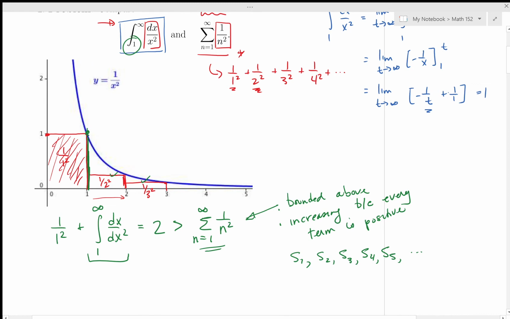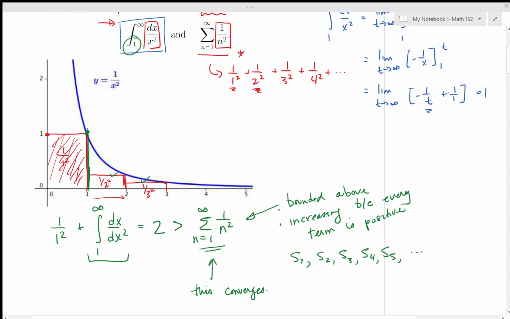So we use the monotonic sequence theorem, and that tells us that the sequence of numbers converges, and those are the partial sums. Therefore, the partial sums converge. So therefore, this guy here converges.